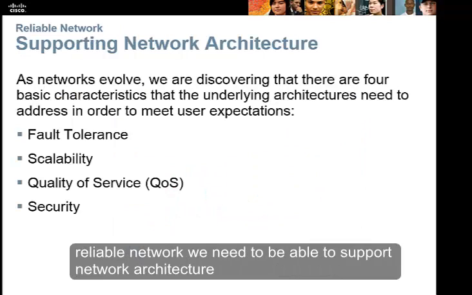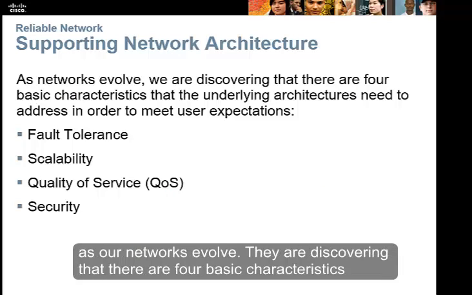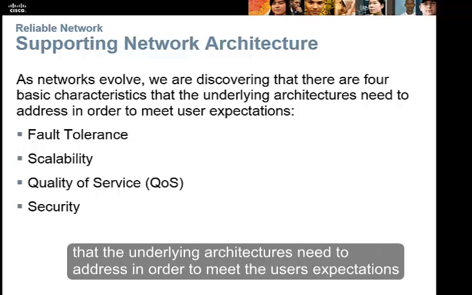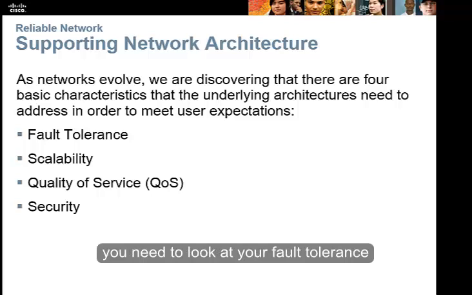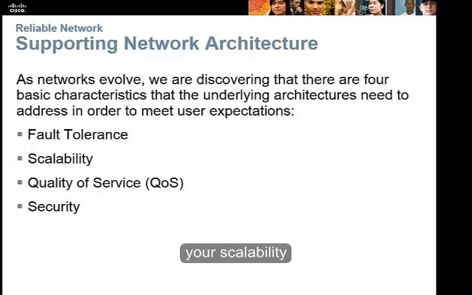Reliable network, we need to be able to support network architecture. As our networks evolve, they're discovering that there are four basic characteristics that the underlying architectures need to address in order to meet the user's expectations. You need to look at your fault tolerance, your scalability, your quality of service, and security.